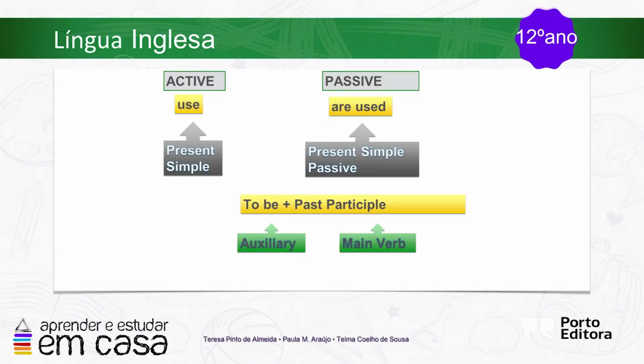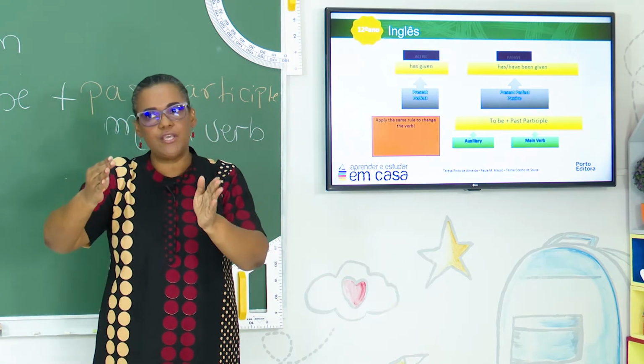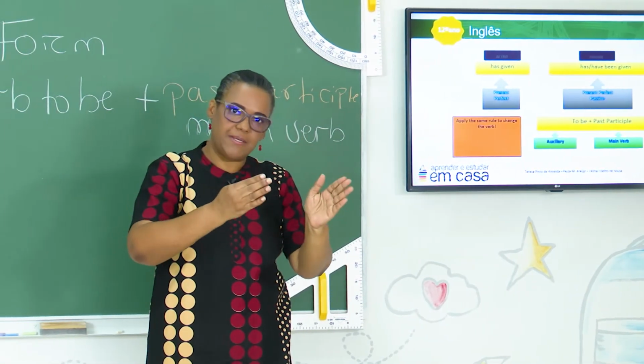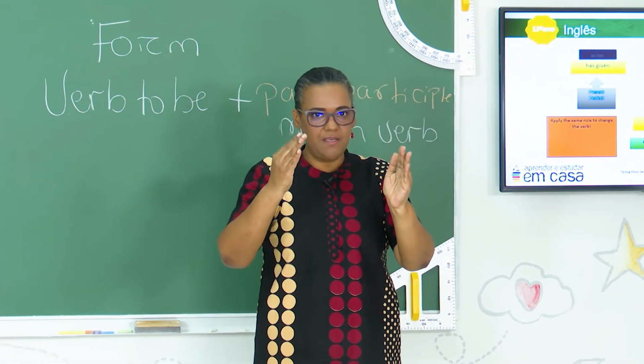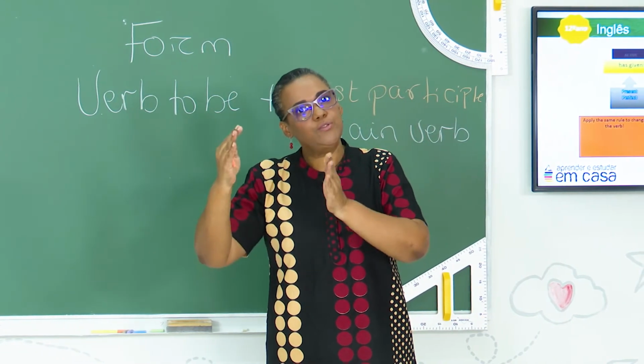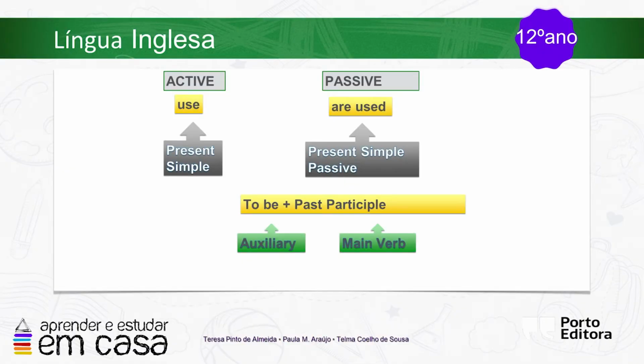Nós temos aqui o resumo do que eu falei antes. Ativa: has given. Então, o present perfect, na passiva, vai ser has ou have been given. Nós vamos aplicar a mesma regra em todos os tempos da ativa para a passiva. O verbo to be, depois o verbo principal no tempo em que estava na ativa.